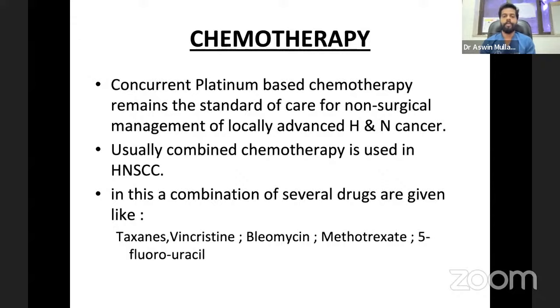So mostly what we use in head and neck is taxanes, methotrexate, vincristine, 5-fluorouracil, this kind of thing. Most of the head and neck regimen is the TPF regimen. That means paclitaxel, docetaxel, along with 5-fluorouracil. These kinds of drugs are mostly used in chemotherapy. Concurrent chemotherapy acts as an adjuvant therapy, not in a primary setting.